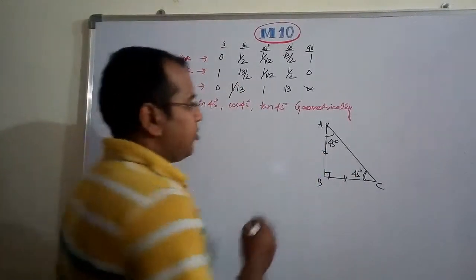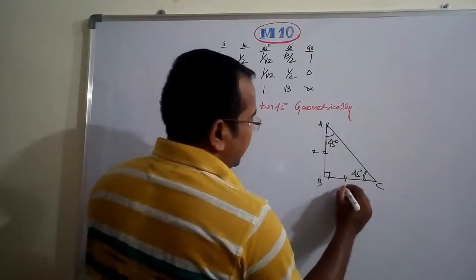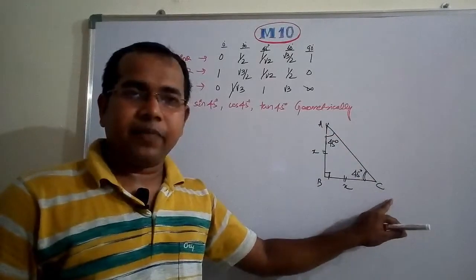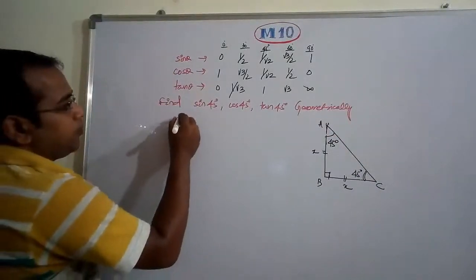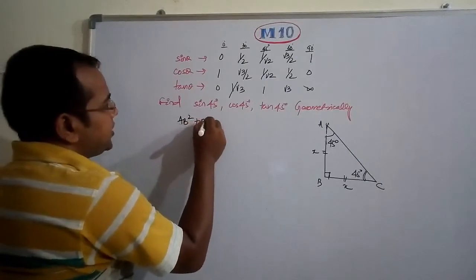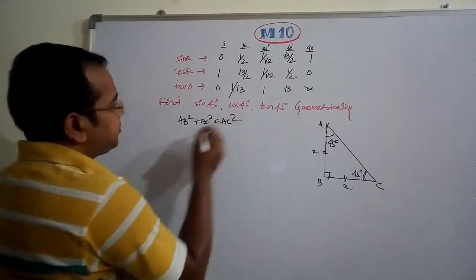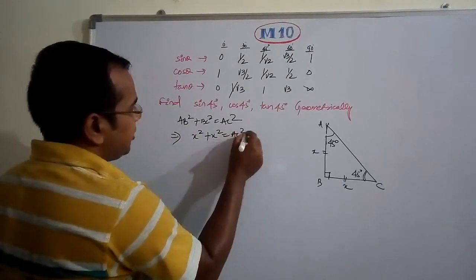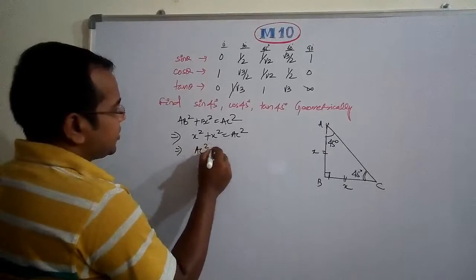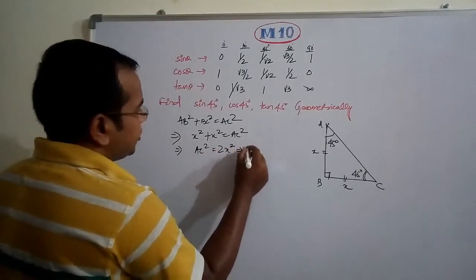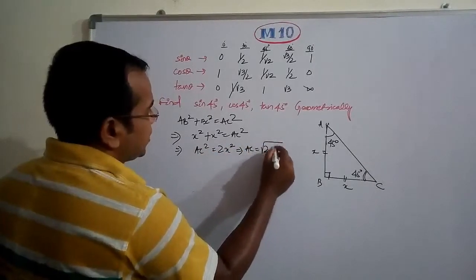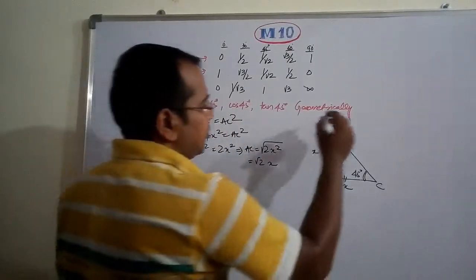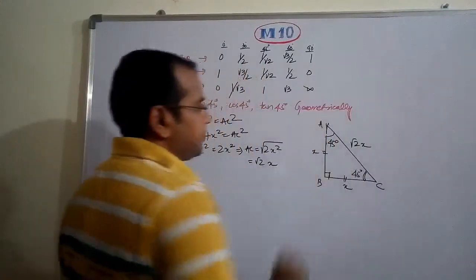Let's say the value of this is x, so this would also be x. So what we need to find out? We need to find out AC. Now using Pythagoras theorem, AB square plus BC square equals AC square. What will you get? x square plus x square equals AC square. That means AC square equals 2x square. So AC is equal to the square root of 2x square, that is nothing but root 2 x. So you have found the value, that is root 2 x.